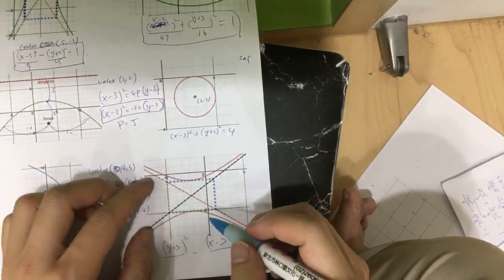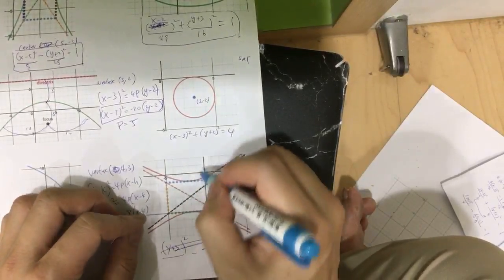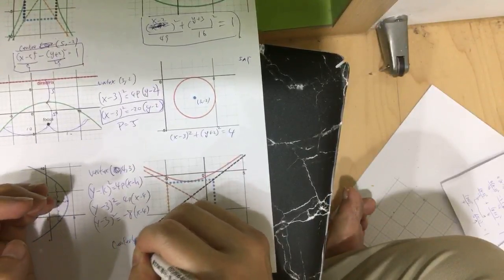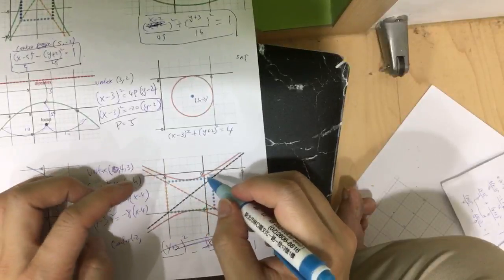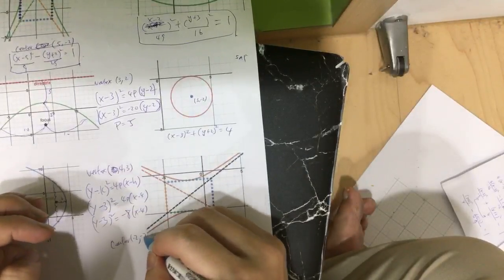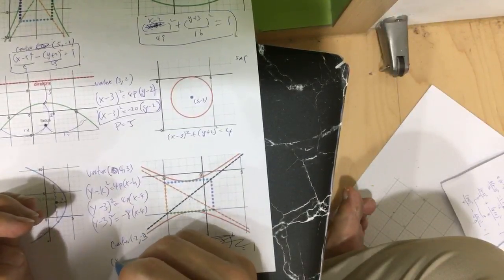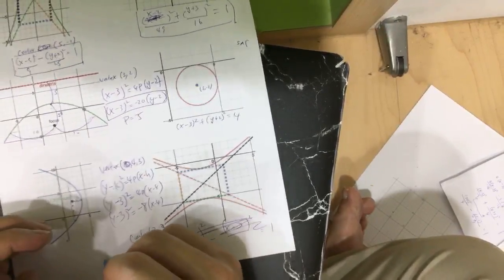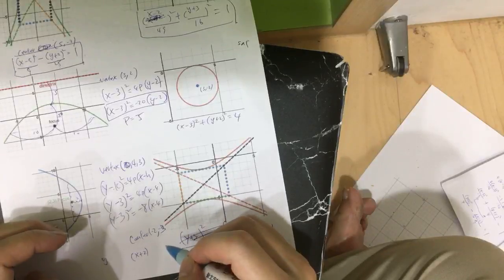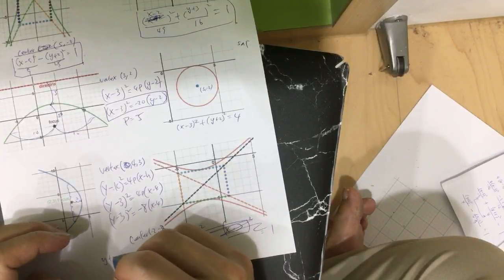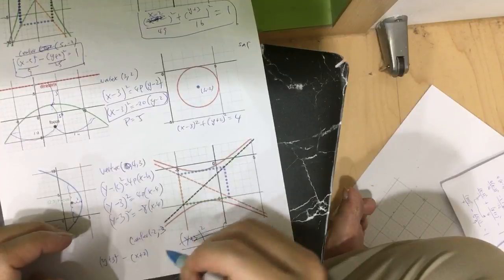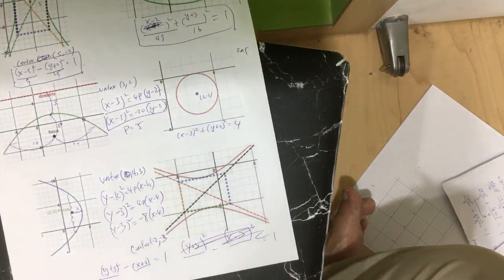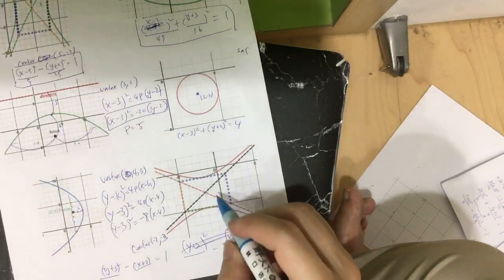Oh, sorry, the center is not there. The center is at negative 2 and negative 3. So it's going to be x plus 2, and then y plus 3, squared, minus, is equal to 1. So that's my center. Now we just have to figure out the last part of the equation.